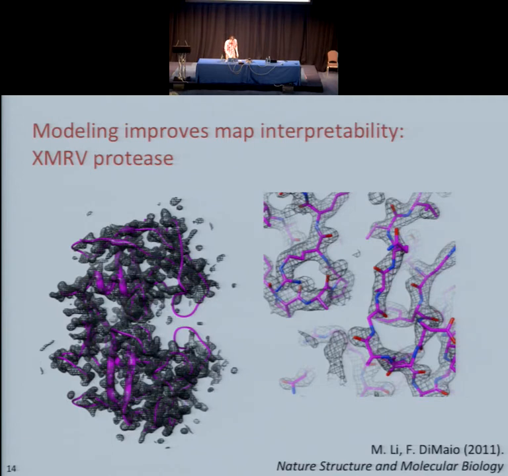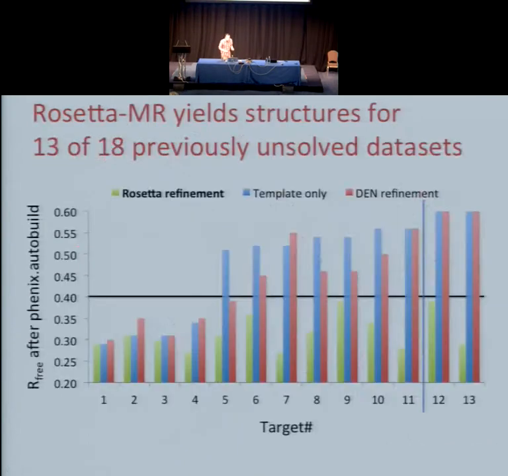At this point, we wanted to see how applicable this method is. How often do we find molecular replacement solutions that we're unable to take to completion? We contacted crystallographers and asked if they had structures that seemed suitable for molecular replacement but that they were unable to solve. We got 18 of these data sets and tested all of them with MR Rosetta. Of those 18, 13 we were able to solve.